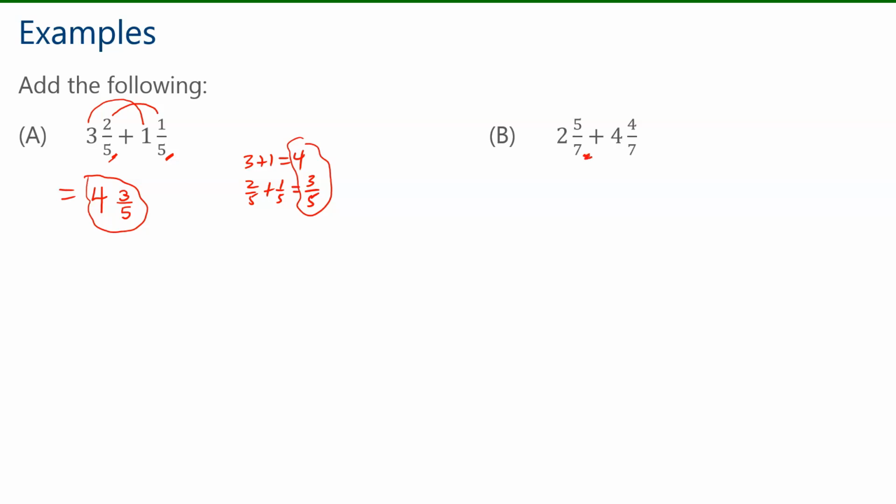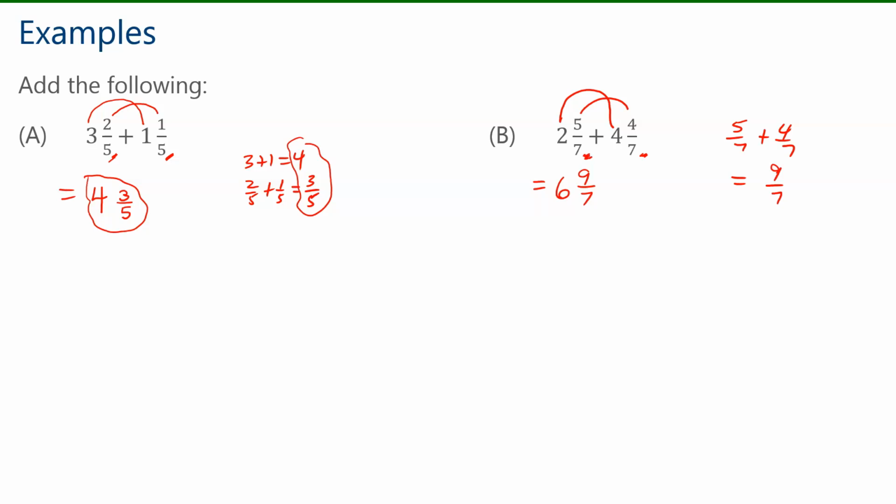Worth noting again, yep, we have a common denominator of 7 in each of those proper fractions. Now the process, let's add the whole number parts. I got a 2 and I got a 4. 2 plus 4 is 6. I look at the proper fractions. I have a 5/7 plus a 4/7. Copy down that common denominator, add the numerators, so I get 9/7.